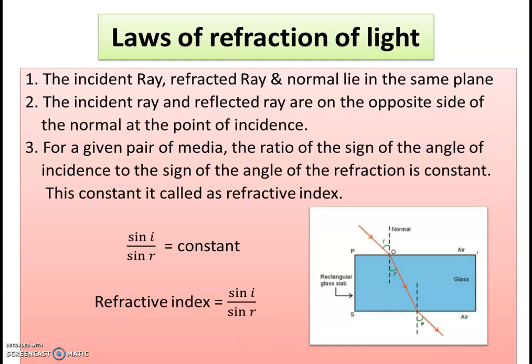According to the definition of refractive index, the ratio of sin i to sin r is constant, and this constant is nothing but the refractive index. That means the refractive index is the ratio of sin i to sin r, the sine of the angle of incidence to the sine of the angle of refraction.